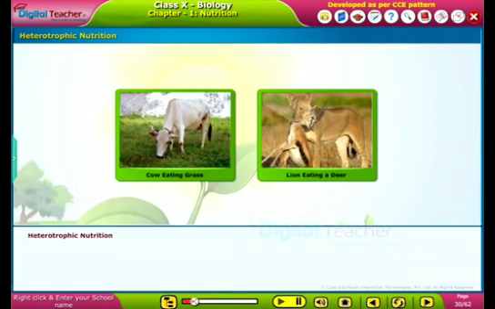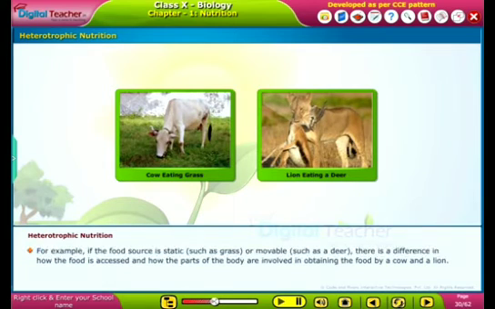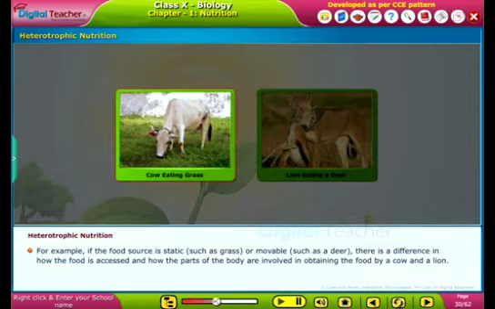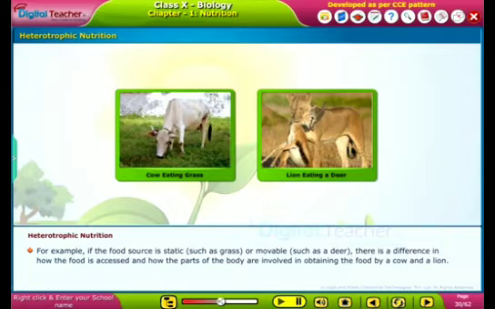After learning about nutrition in plants, let us learn about the same in animals. It is called heterotrophic nutrition. Each organism is habituated to live in its own environment. The form of nutrition taken by the animal varies based on the type and availability of food materials and also how it is obtained by the organism. For example, if the food source is static, such as grass, or movable, such as a deer, there is a difference in how the food is accessed and how the parts of the body are involved in obtaining the food by a cow and a lion.